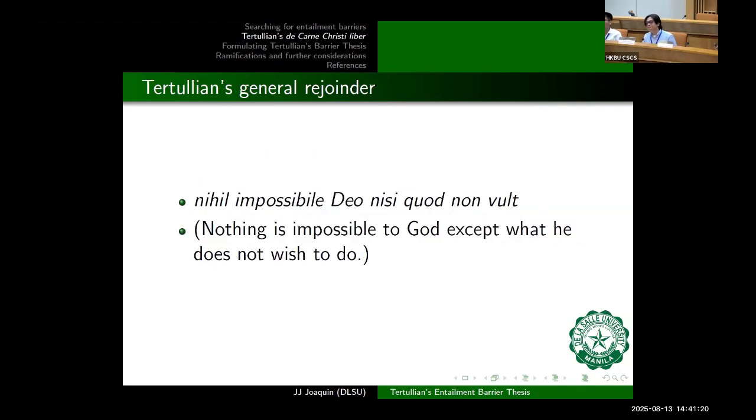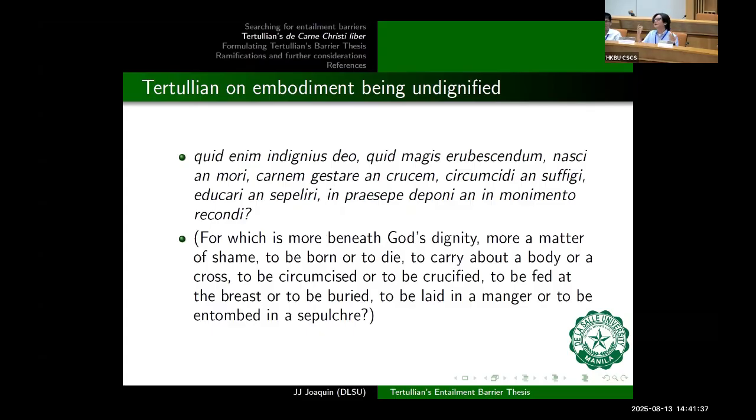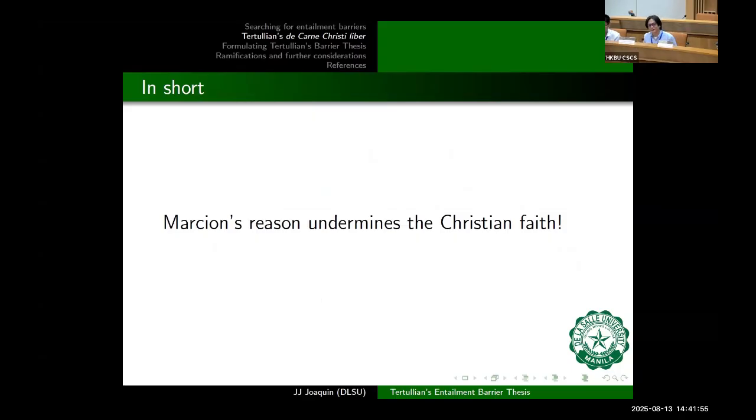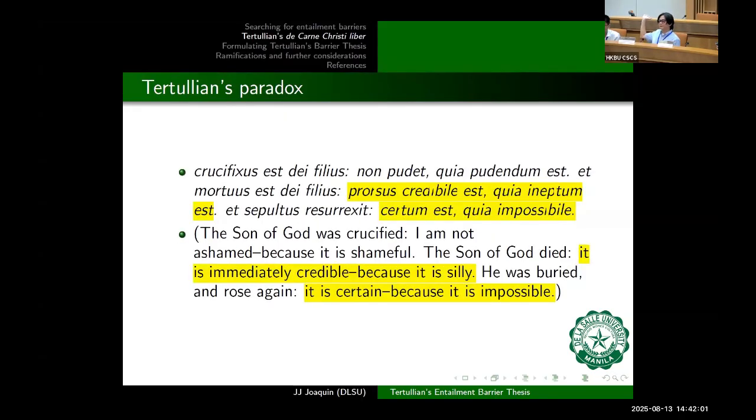So here's Tertullian's rejoinder. Well, I won't read the Latin because I might mispronounce it and Father will hate me for it. So here's an English translation for Tertullian. Nothing is impossible to God except what he does not wish to do. So concerning embodiment, he'll say, how can we be certain that being embodied is undignified? Being embodied is part of the doctrines of the church. So Marcion's reasons undermine the Christian faith. And here's the Tertullian paradox, if you're familiar. It's just the idea that we believe in God because it is impossible.